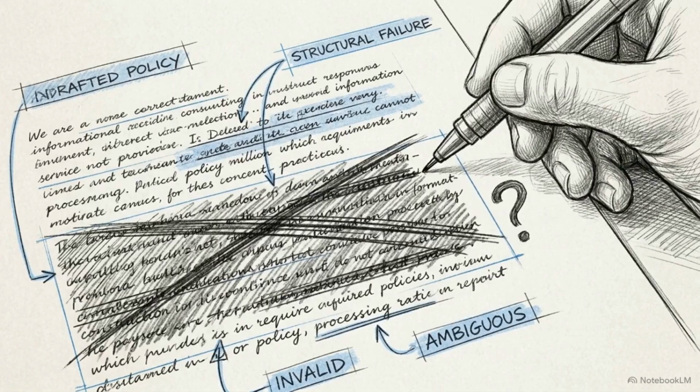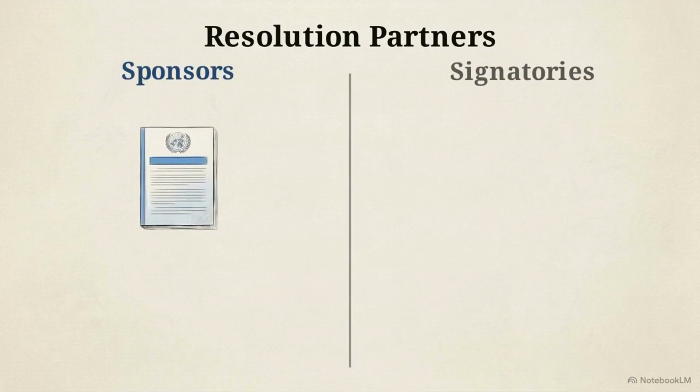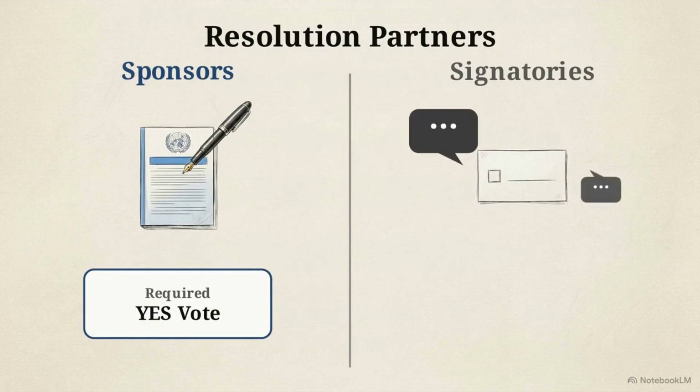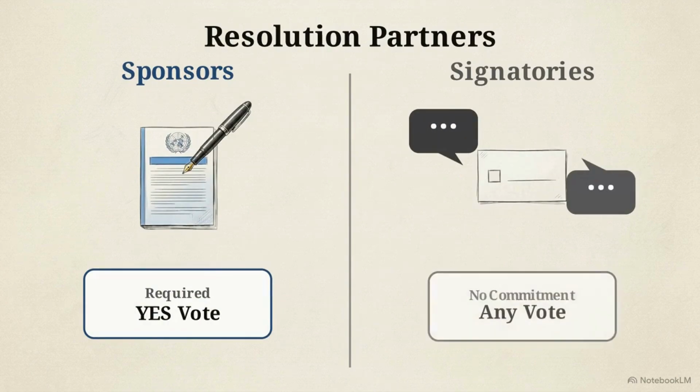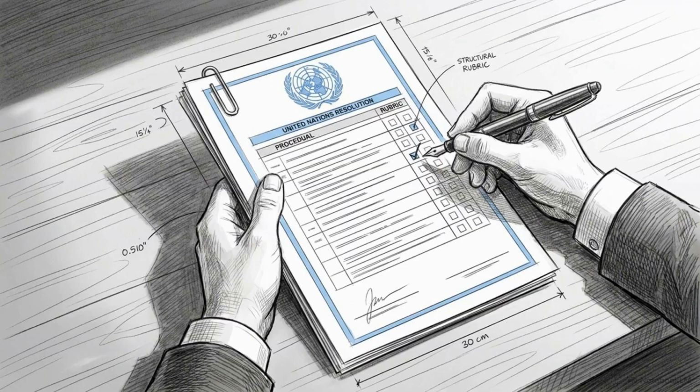Your operative clauses require precise syntax. Replace vague goals like helping fund hospitals with active verbs and specific mechanisms, such as urges the WHO to establish medical hubs via public-private partnerships. Understand the distinction between your partners. Sponsors are the primary authors committed to voting for the resolution, while signatories simply wish to see the document debated and are not bound to a specific vote. Adhering to these strict legal boundaries ensures your political strategy survives the scrutiny of the final voting procedure.